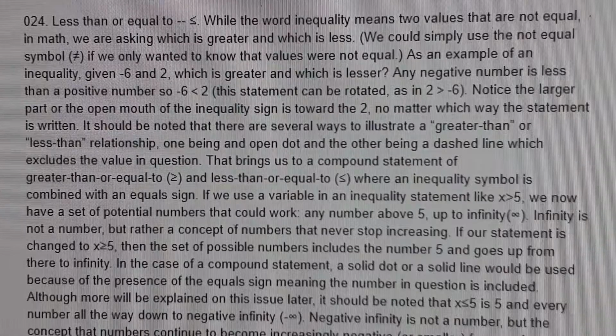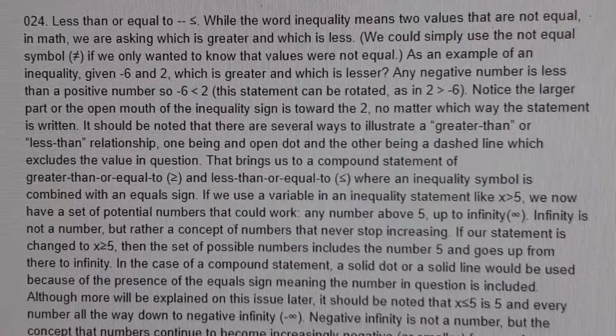If our statement is changed to x is greater than or equal to 5, then the set of possible numbers includes the number 5 and goes up from there to infinity. In the case of a compound statement, a solid dot or a solid line would be used because of the presence of the equal sign, meaning the number in question is included.